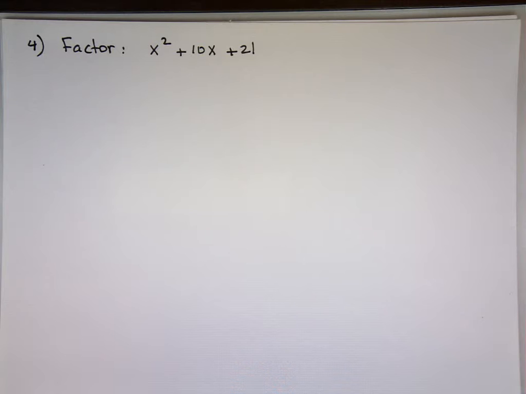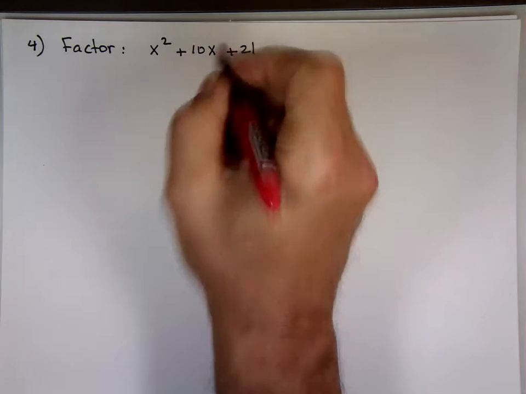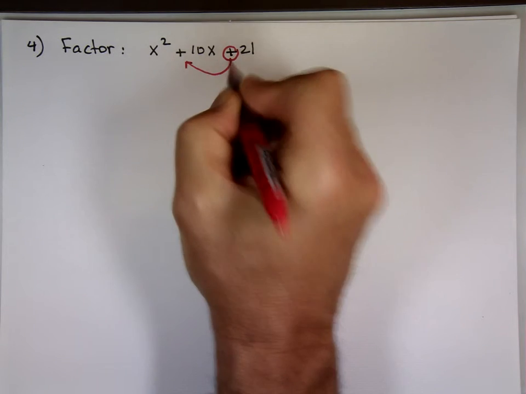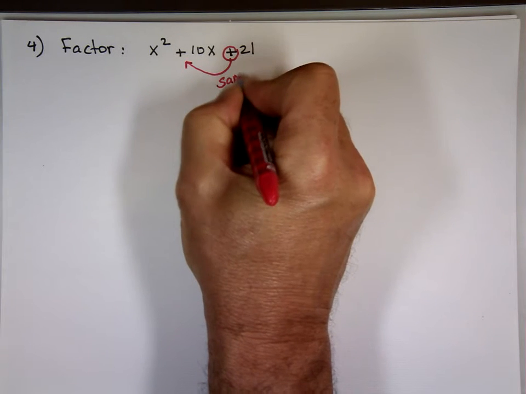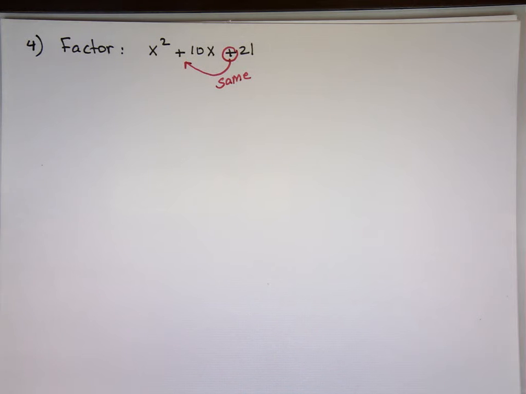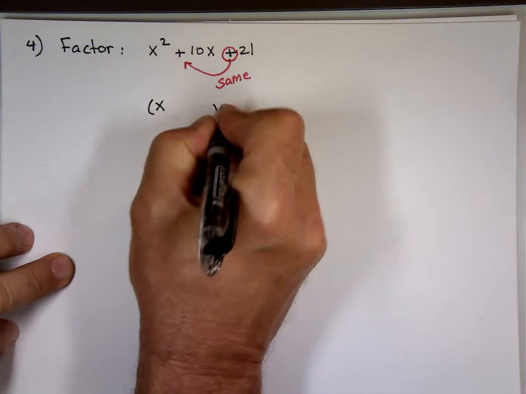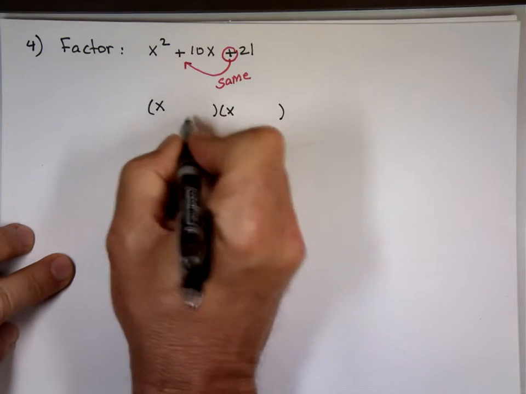Okay, now notice this sign is positive, in case you forgot your factoring. If this is positive, that means both signs will be the same as the one before it. So in this case, both are going to be positive. So the x squared is x times x, and both signs are going to be positive.